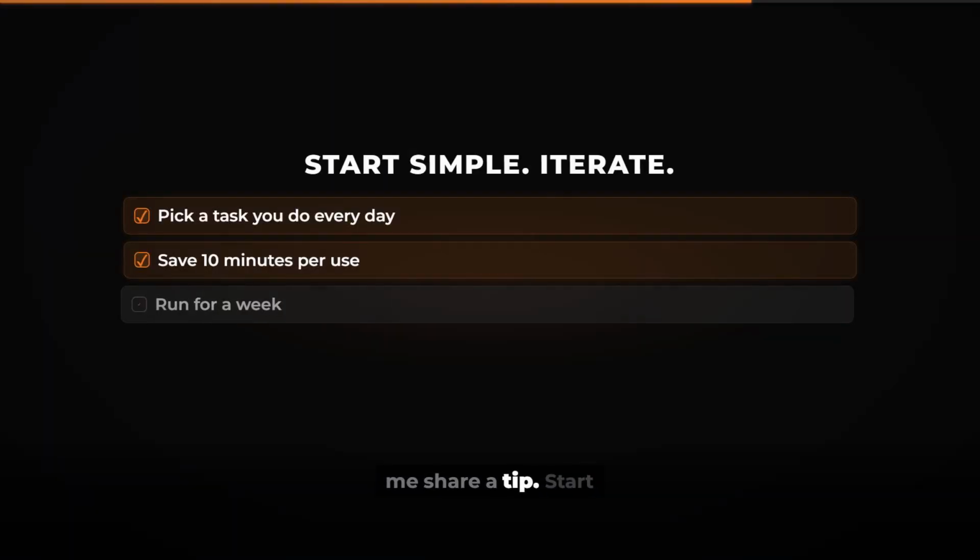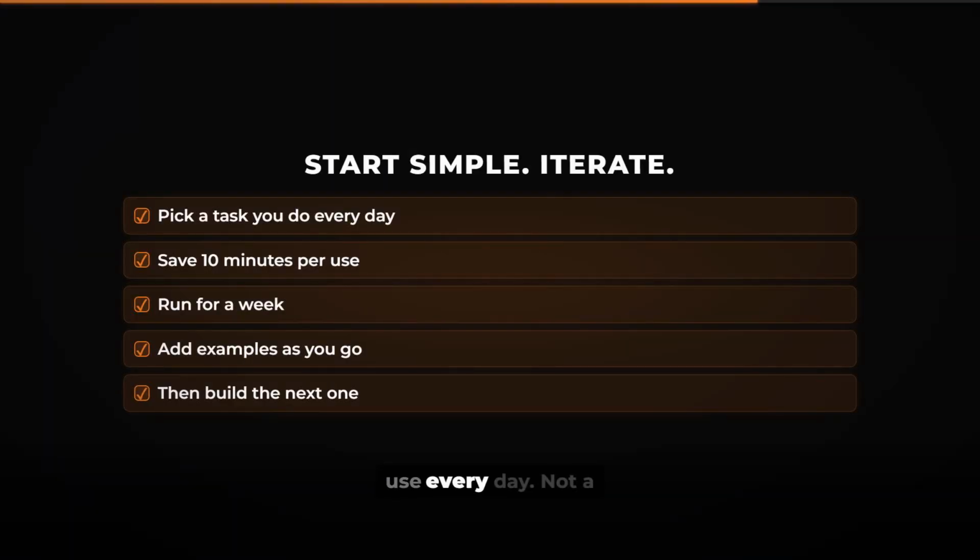Let me share a tip. Start with a skill you will use every day. Not a fancy one, a simple one, something that saves you 10 minutes each time you use it. Run it for a week, refine it, add examples, then move to the next one. Installing official skills is even easier. Go to the Anthropic skill library. Browse what exists. Click install, done. Your Claude instantly has that capability. Writing plans, security reviews, test generation, all one click away.